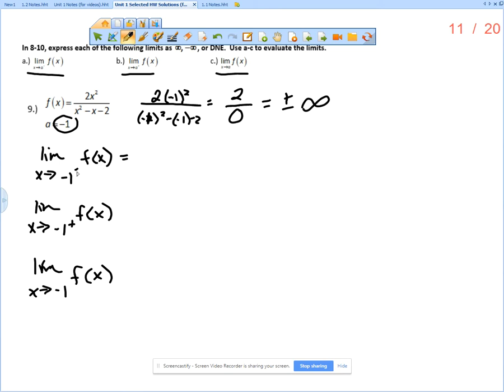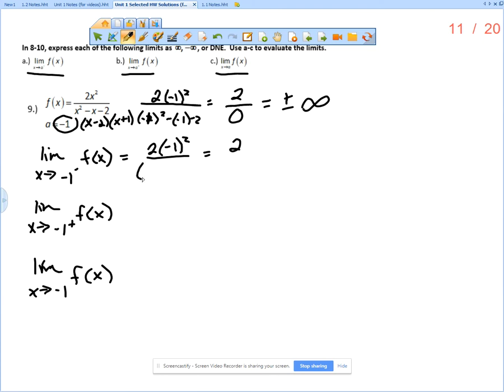If we are evaluating negative 1 from the left, the numerator, 2 times negative 1 squared, is still going to be approaching 2. It doesn't matter from the left or from the right because 1.9 or 2.1 are both positive numbers. But the denominator is problematic because if I evaluate negative 1 from the left, I'm still going to get 0, but it's hard to tell which way I'm approaching 0 from. So we actually want to factor the denominator.